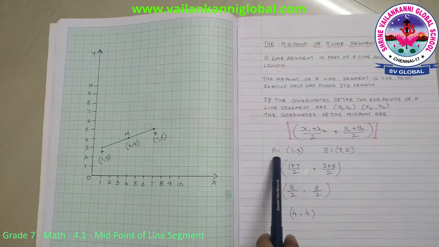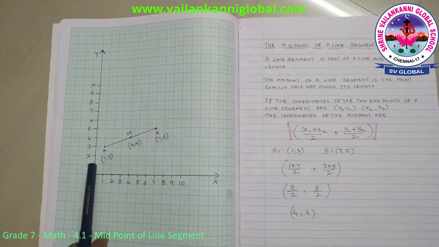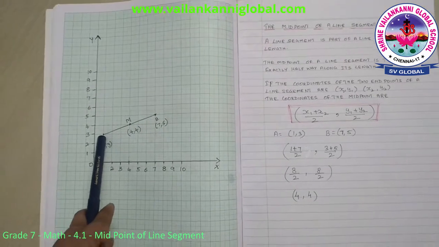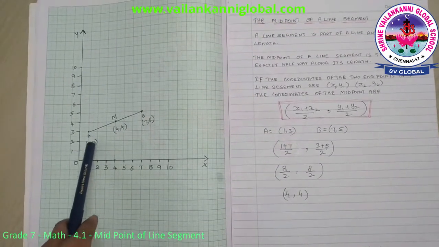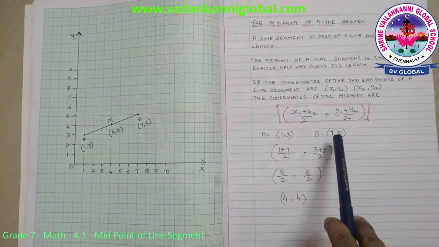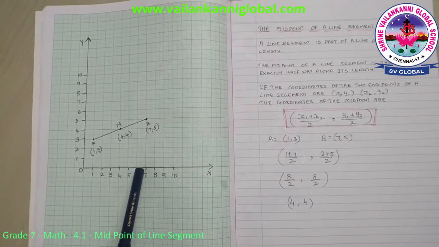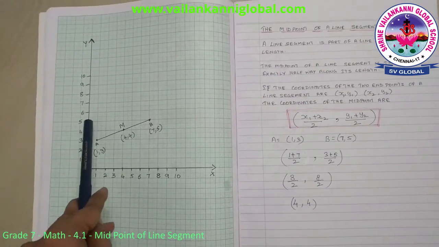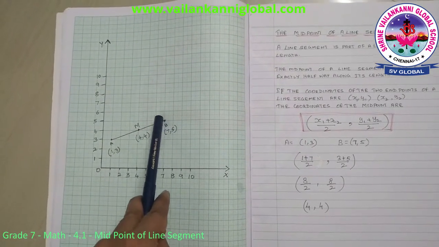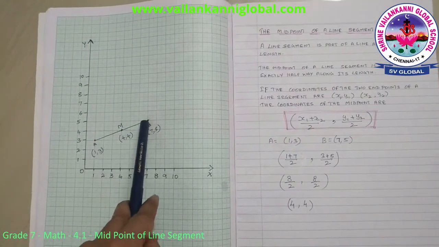So the value for the A coordinate is 1, 3. So the x value is 1, and the y value is 3. Then the value for B is 7, 5. So the x value is 7 and the y value is 5. So we are plotting the A point here, and the B point here. When you join them, you get the line segment.